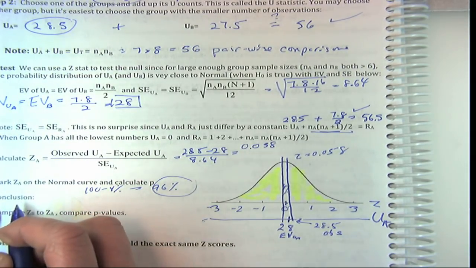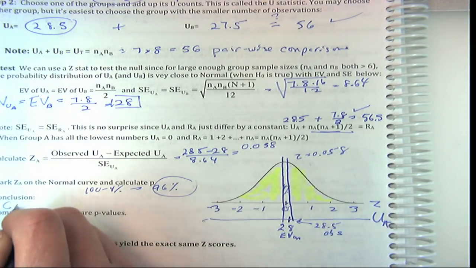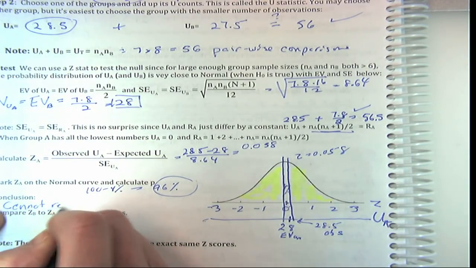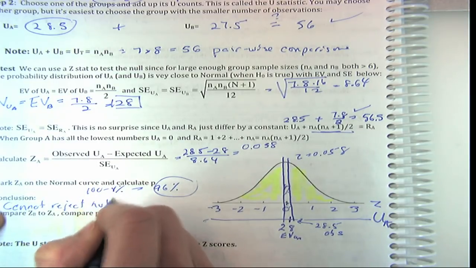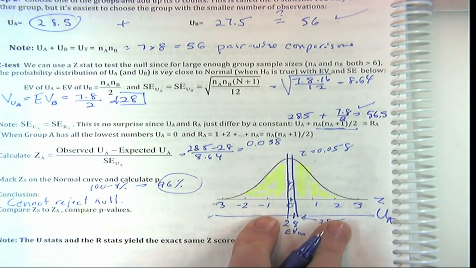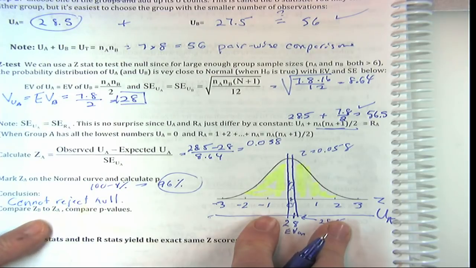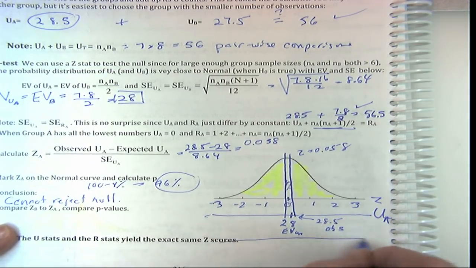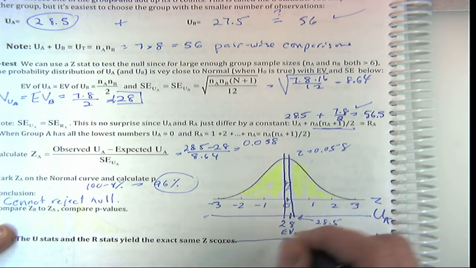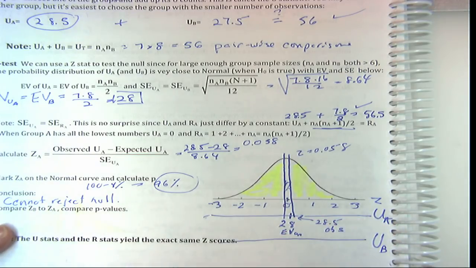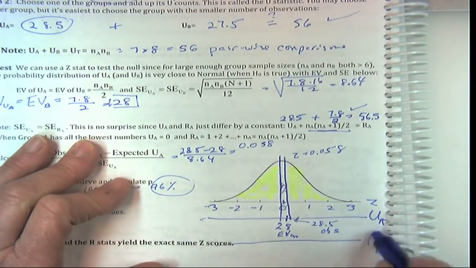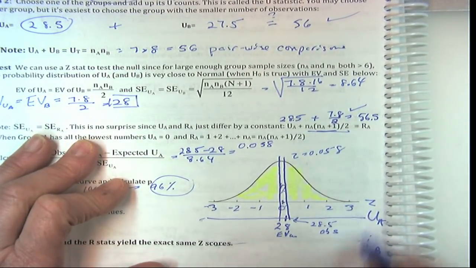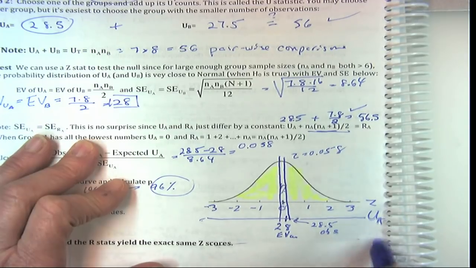And the conclusion, of course, is we cannot reject the null. Overwhelming evidence that the two are from the same distribution. All right, compare the ZB to the ZA. Compare the p-values. How would UB be? This is even easier because they have the same expected value, right? I don't have to put them on different distributions. They have the same expected value. I don't have to do anything differently here.